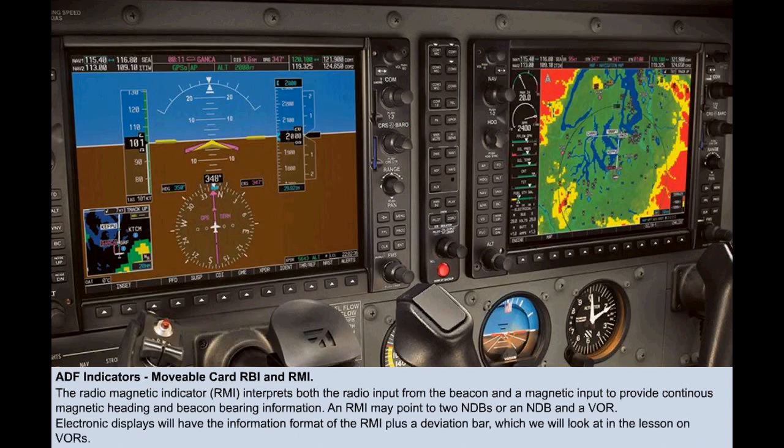Electronic displays are now frequently used, and it is the RMI information which is displayed, but with the additional features of a deviation bar. This represents the track you want to fly on, and it shows how many degrees you are away from this. When the bar is in the centre, you are on track.